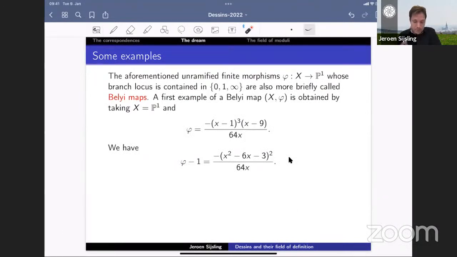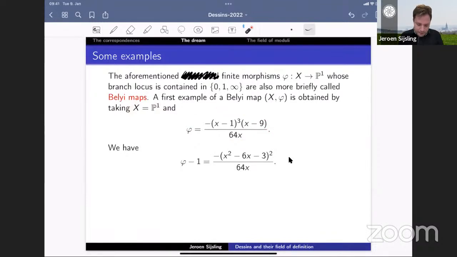But also good now is just to look at some examples. If you now look at these finite morphisms whose branch locus is contained in 0, 1, and infinity, those are just called Belyi maps. Those are the maps that I told you about in the first slide. And here's the first example. You can take X to be P1, give it a coordinate x, and here's your phi. Phi just is this map.